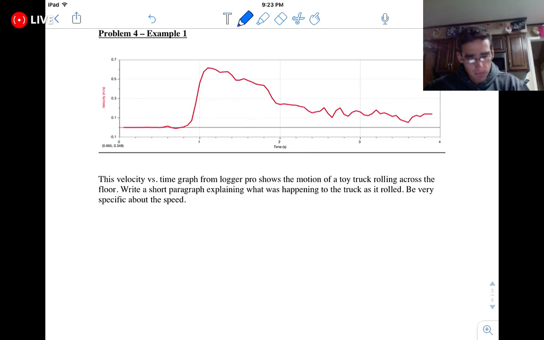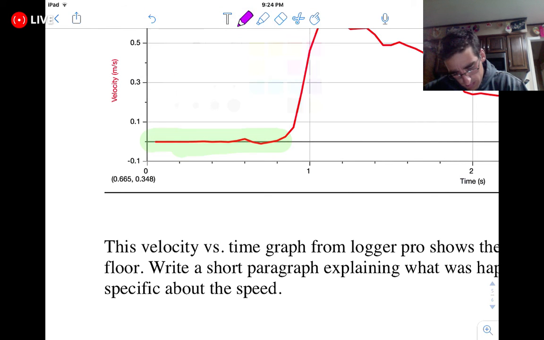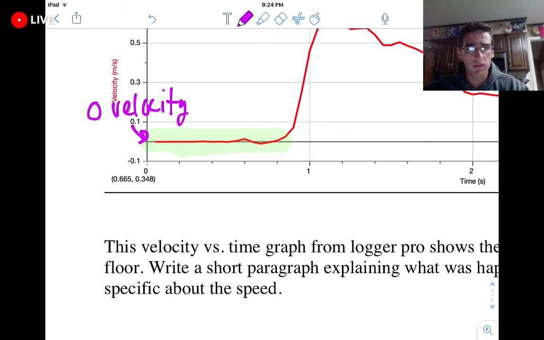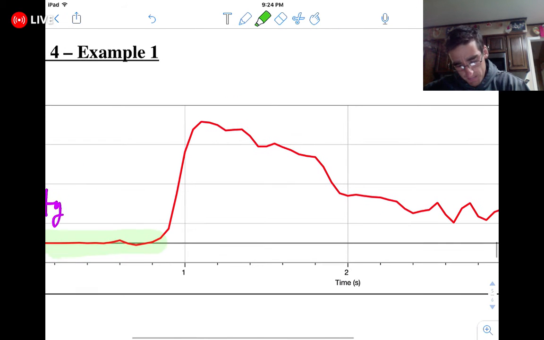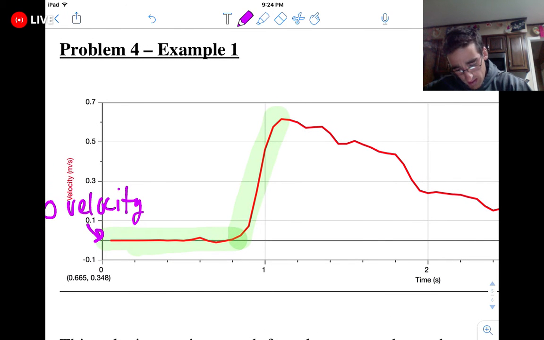First off, before I start writing, I just want to identify what I think are some crucial areas. First, this area here. That's my first section, and I want to take a close look at this, and let's notice that it starts off at zero velocity. So when I go to write, zero velocity means it's not moving. Then I've got this section here, and that section is really steep, so it's rapidly speeding up.